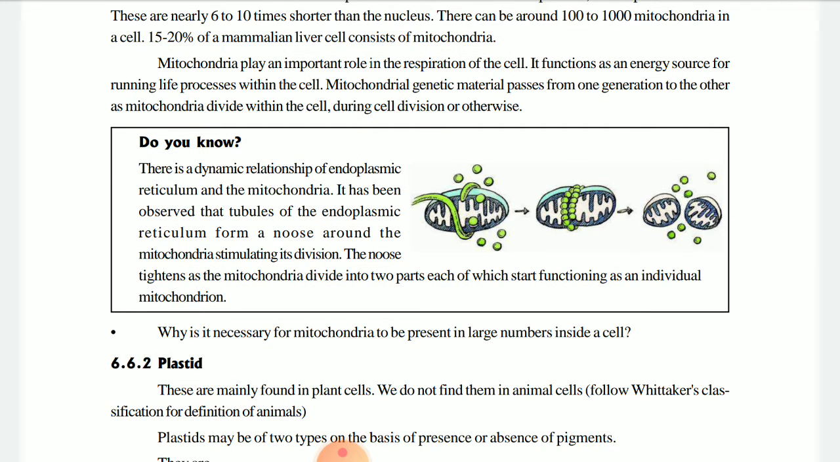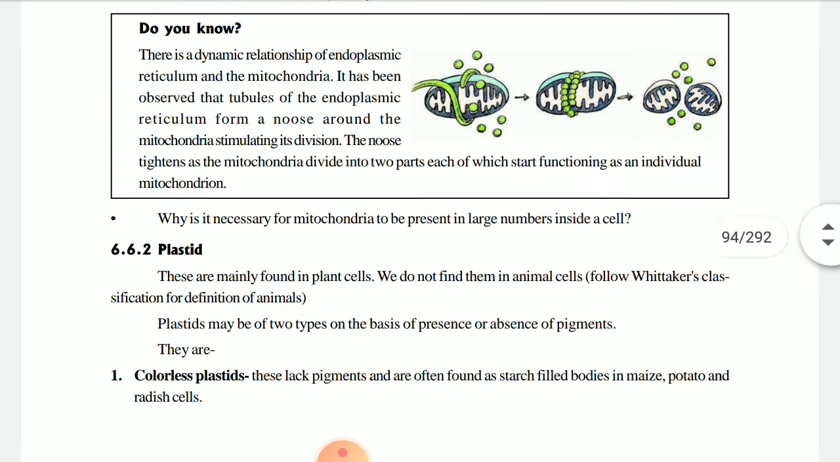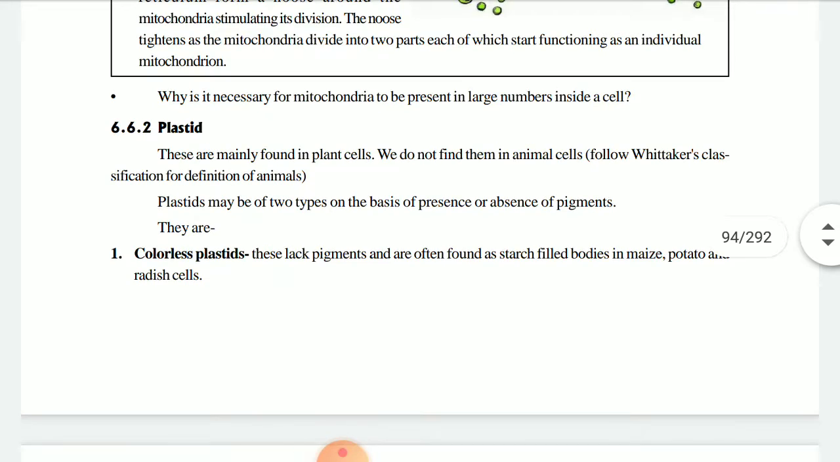From one generation to another generation, it is transferred. It is very dynamic in relation. Endoplasmic reticulum will be there, and then after that, it will be responsible for the production of an excessive quantity of energy.